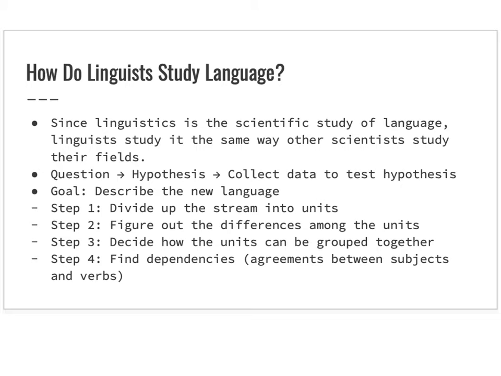How do linguists study language? Since linguistics is the scientific study of language, linguists study it the same way other scientists study their fields. First, they start out with a question, then they form a hypothesis, and then they collect data to test that hypothesis. Linguists' goal is to describe the new language. These are the steps linguists take to achieve that goal. Step 1. Divide up the stream into units. Step 2. Figure out the differences among the units. Step 3. Decide how the units can be grouped together. And the final step is to find dependencies, which are agreements between subjects and verbs.